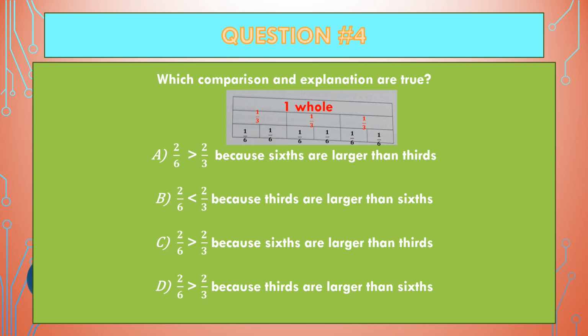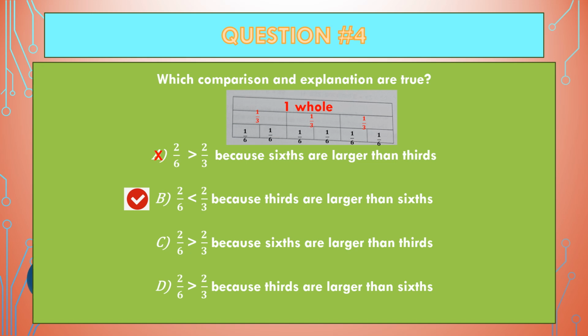Okay, so 2/6 is greater than 2/3. Well, let's look at it. Is 2/6 bigger than 2/3? Absolutely not. So we can go ahead and put an X over answer choice A. Now let's look at answer choice B. Answer choice B says 2/6 is less than 2/3. Well, if you look at it, 2/6 is smaller than 2/3 because thirds are larger than sixths. So that's correct. Now, before I circle my final answer choice, I'm just going to walk through the other ones to make sure that that's the best answer.